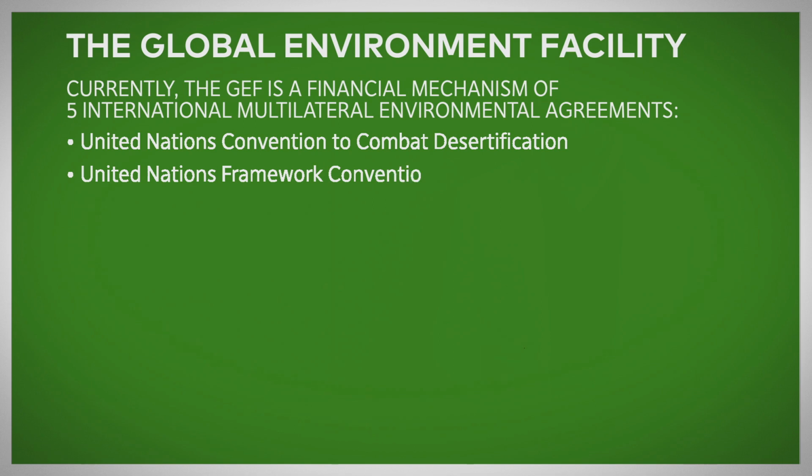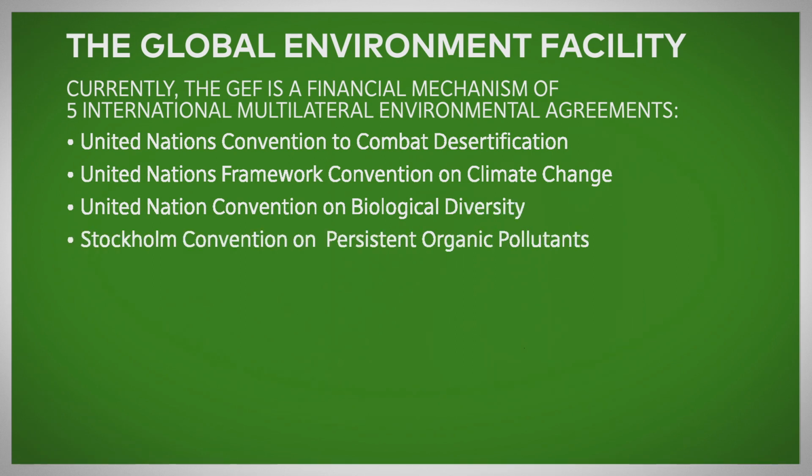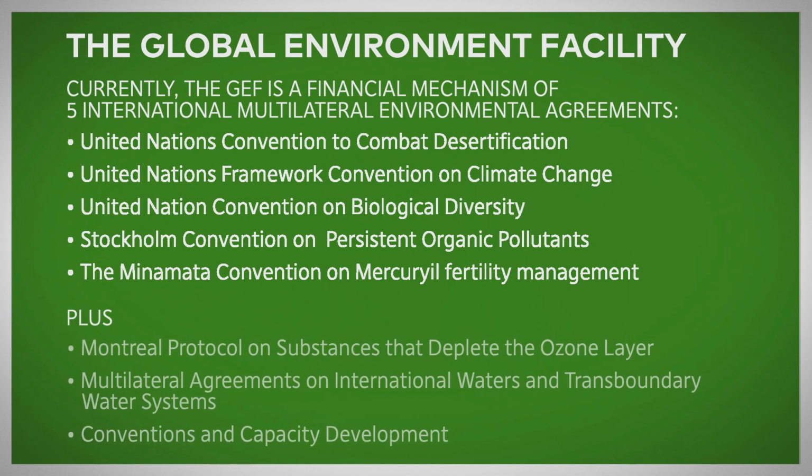These are the UNFCCC, UNCCD, and UNCBD, as well as the Stockholm Convention on Persistent Organic Pollutants, POPs, and the Minamata Convention on Mercury. In addition to that, we also have the Montreal Protocol on substances that deplete the ozone layer. We also have capacity development, as well as multilateral agreements on international waters and transboundary water systems. So the GEF serves as a financial mechanism to all these conventions. But how does the GEF exactly work?